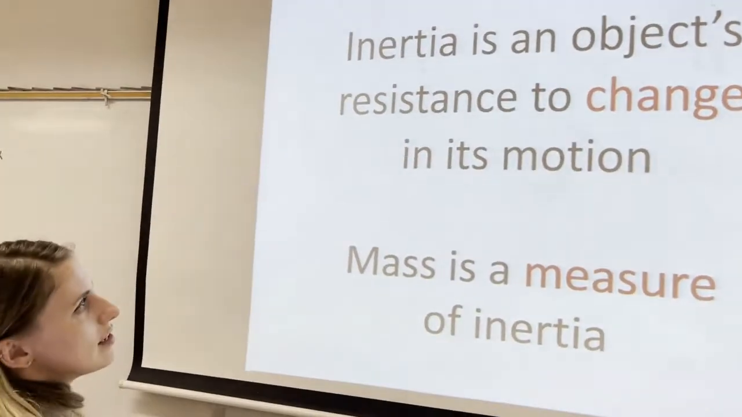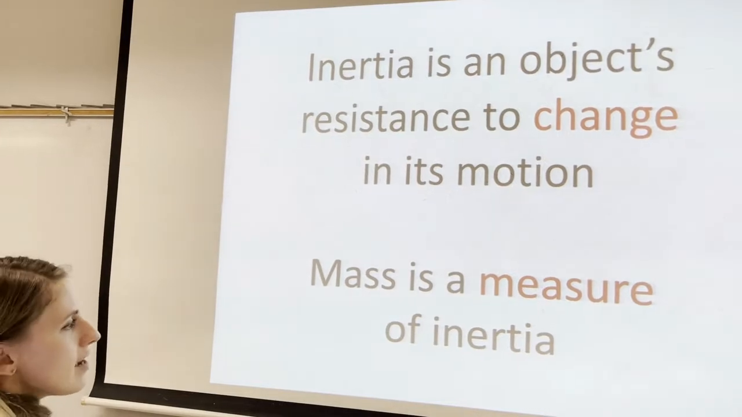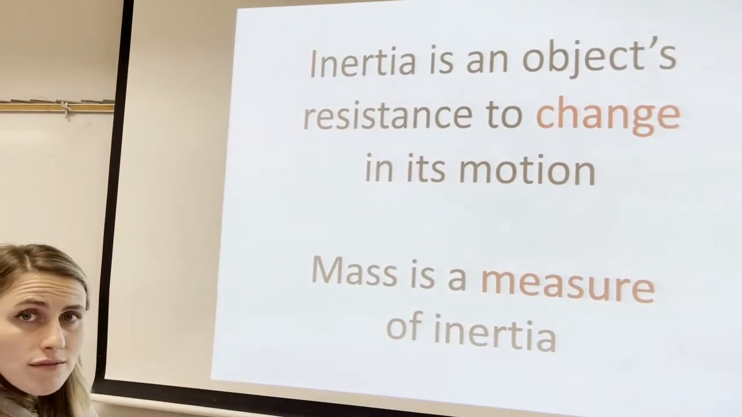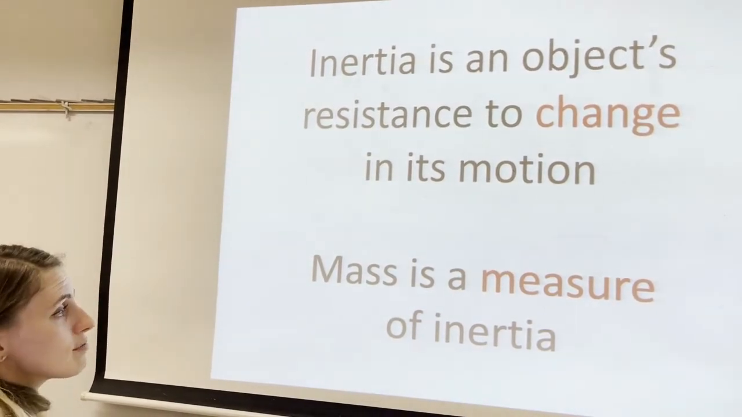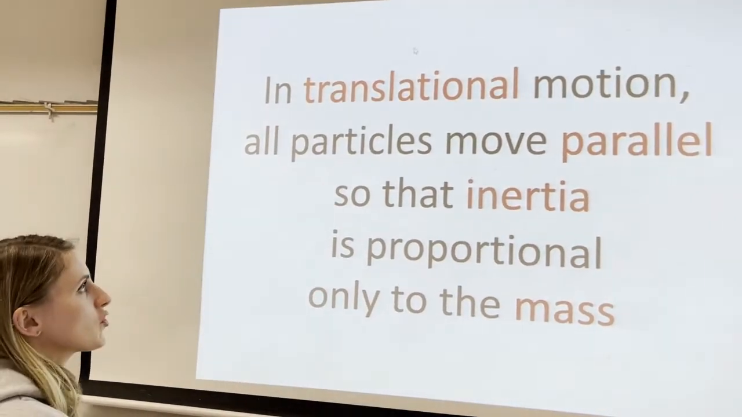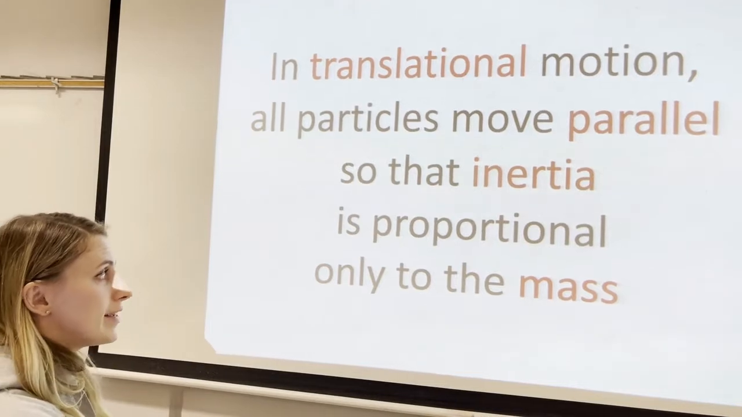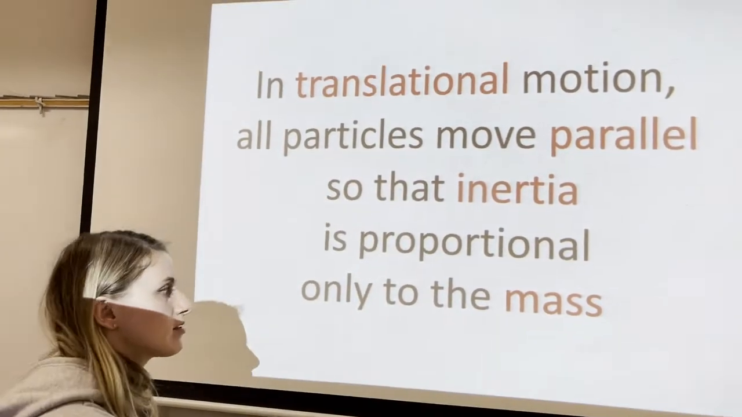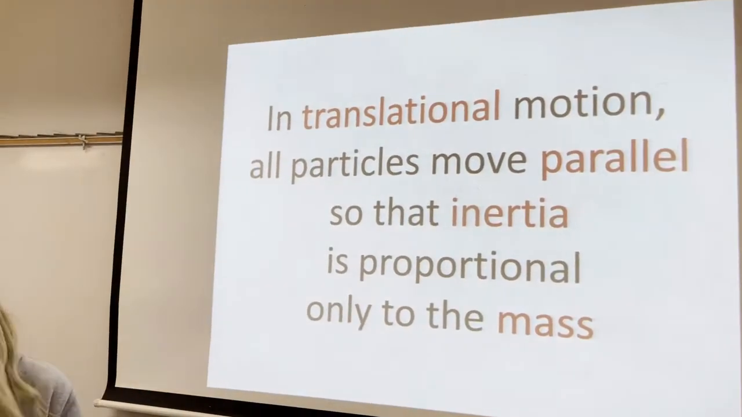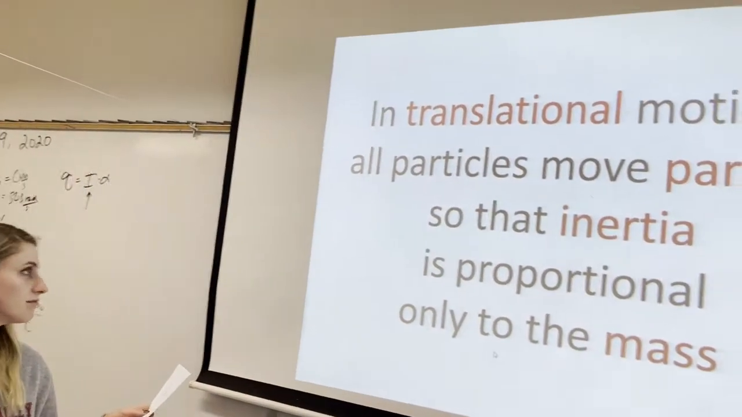Inertia is an object's resistance to change in its motion. Mass is a measure of inertia. We know that already. More mass, more inertia. In translational motion, all particles move parallel, so that inertia is proportional only to the mass. More mass, more inertia. That's why you will kick the soccer ball but not the bowling ball.